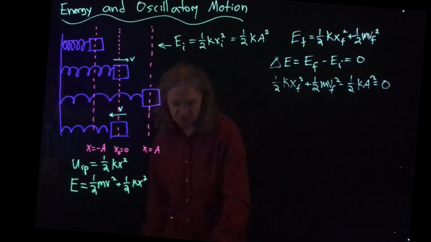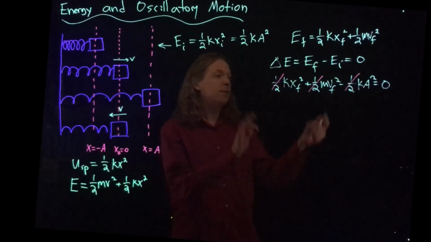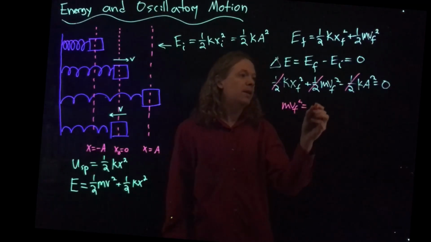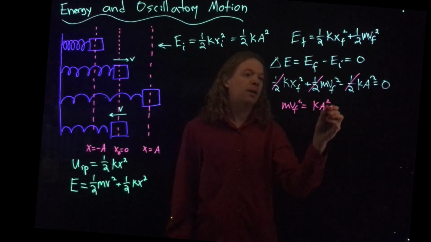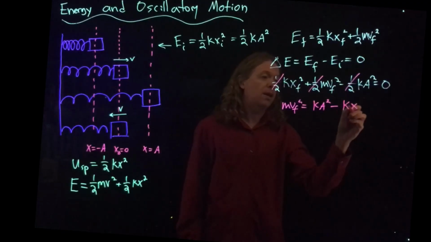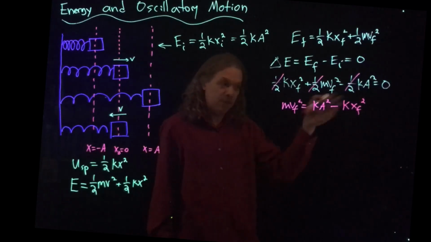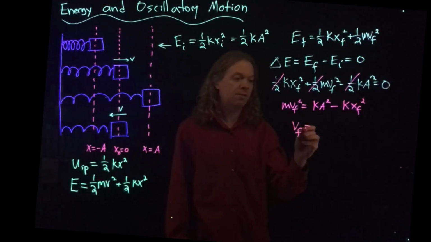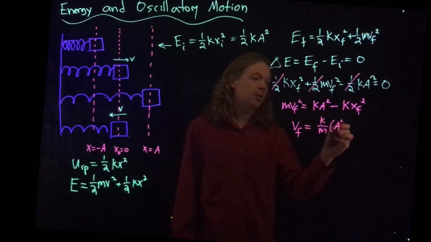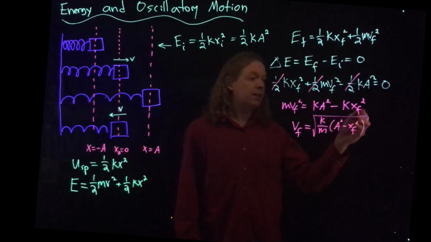Solving for v is going to be pretty easy because I've got 1/2, kill the 1/2. Move everything to the other side that's not a v, so I'll have an mvf squared, and then a ka squared, and then a minus sign, because I move that over there, I get a plus sign, but move this over there, I get a minus sign, kxf squared. I can pull a k out, divide by m, take a square root to get the final answer. vf is k over m, a squared minus xf squared, all square rooted. So that's the velocity right there.